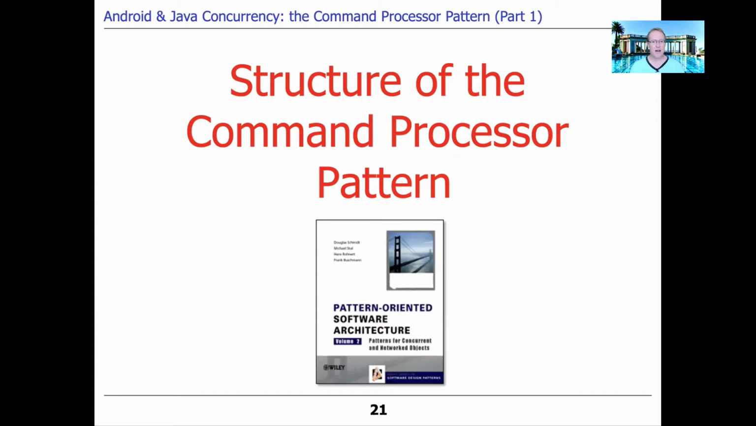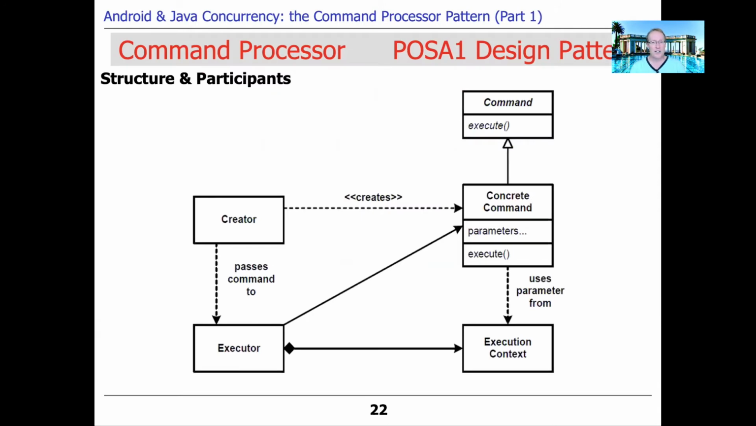So now that you have a bit of an understanding of the intent and the applicability of the command processor pattern, let's take a look at the structure of how it works. So here's the structure diagram along with the participants that are typically involved in this pattern. As is always the case, we'll first talk about the participants or the roles in the context of the pattern that you would find if you read the POSA 1 book, and then we'll talk about how this maps onto our example. So we'll start out first looking at the command.